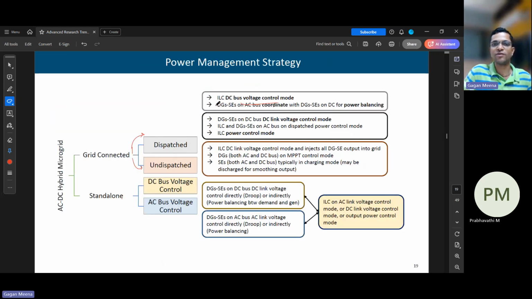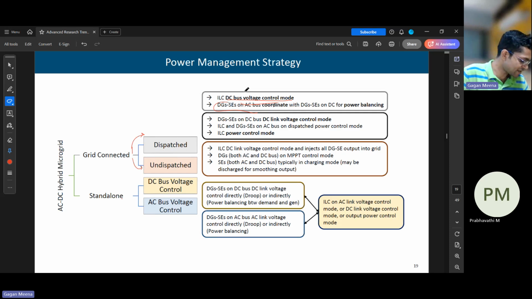So in dispatch mode, the interlinking converter will operate in a DC bus voltage control mode. And while these different distributed generators on AC and DC side will coordinate with each other to ensure power balancing. Because in dispatch mode, we are either supplying power to the main grid or absorbing power from the main grid.